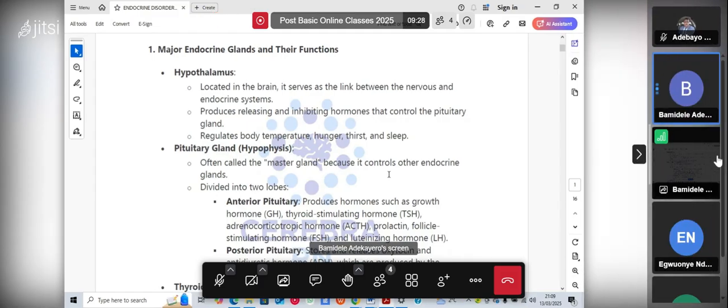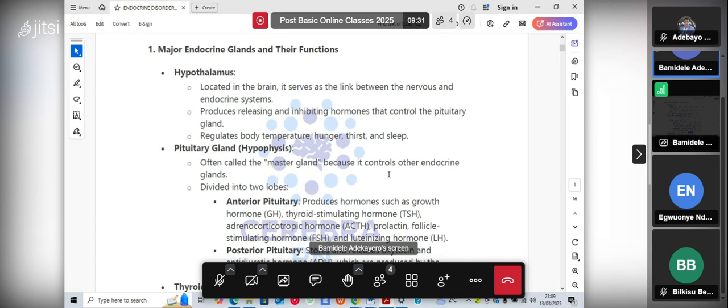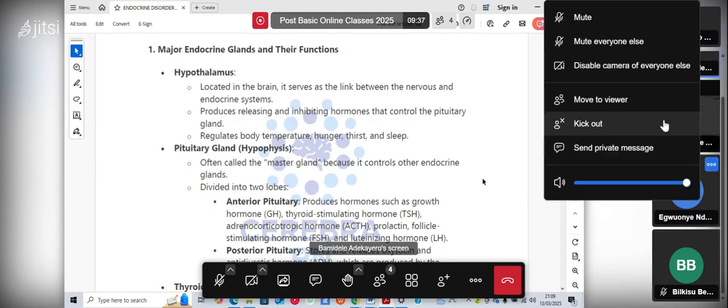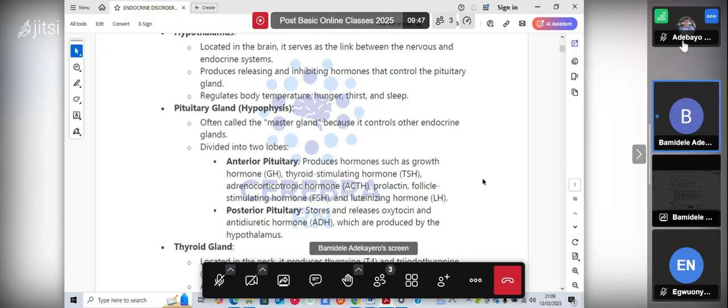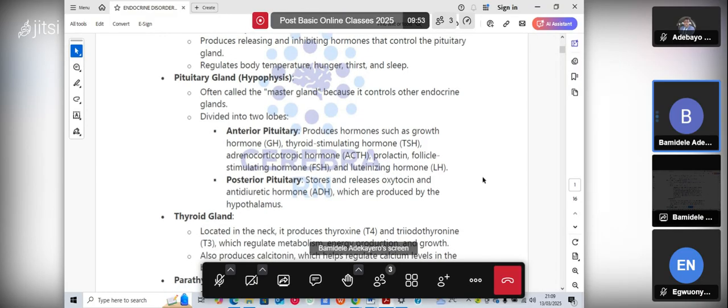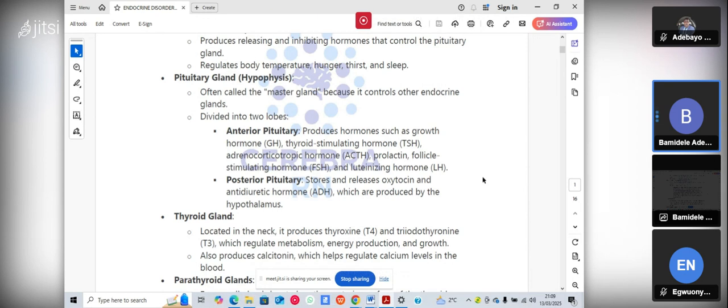While the posterior pituitary gland is mostly involved in oxytocin and the ADH. Oxytocin is needed when women are giving birth. It helps in the uterine contraction. The antidiuretic hormone is mostly involved in diuresis, by which I mean urination. But all other hormones, the thyroid hormone, the growth hormone, the catecholamines, the estrogen, all of those are from the anterior pituitary, whereas the posterior pituitary is just the oxytocin and the ADH, antidiuretic hormone.